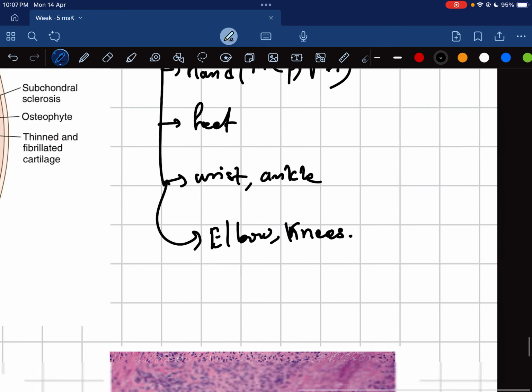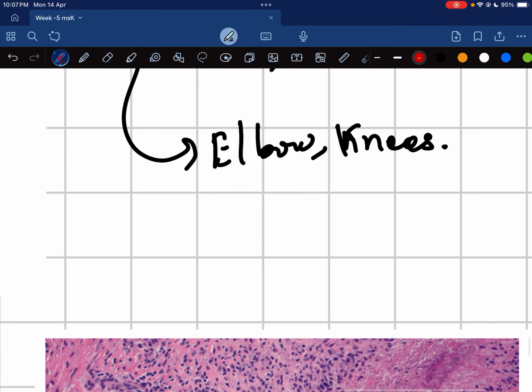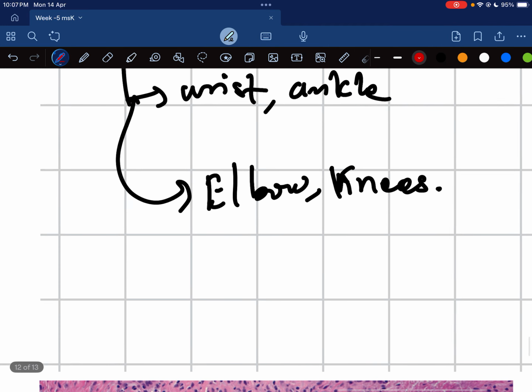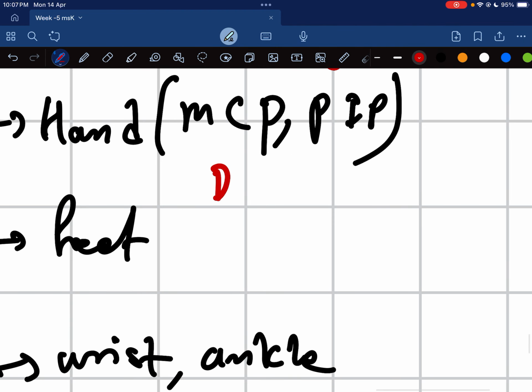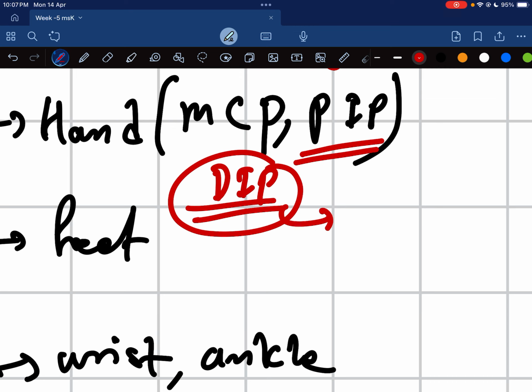In rheumatoid arthritis the proximal interphalangeal joints are involved, but the distal interphalangeal joints are involved in osteoarthritis.